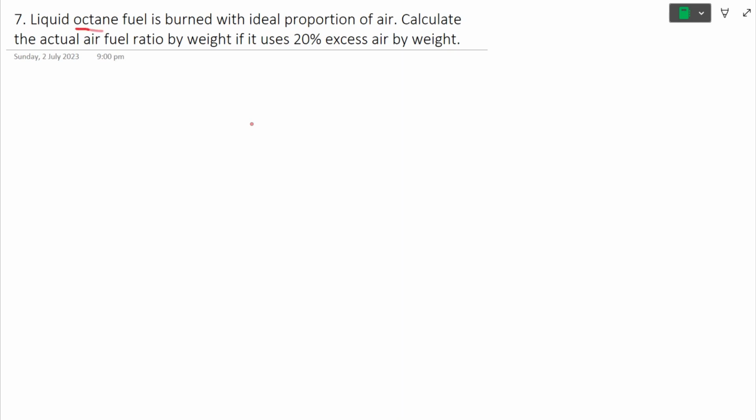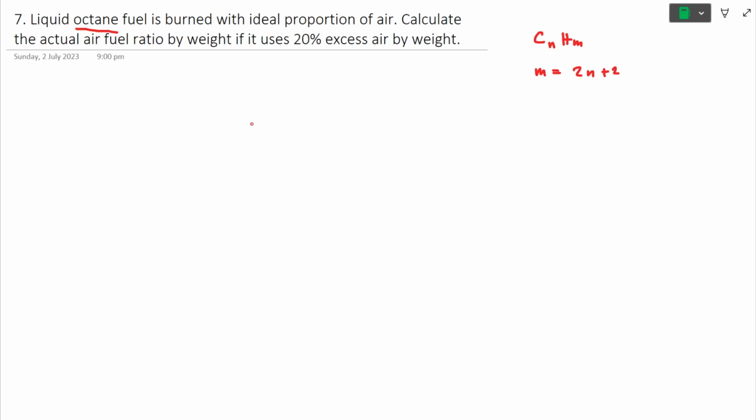In this case, octane. Ano ba yung octane? Eh, paano ba ma-determine yan? So, ito yung formula niya. CnHm. Ang problema mo, how will you determine yung M? M is equal to 2n plus 2.